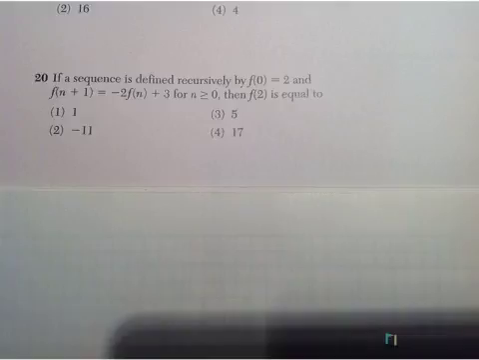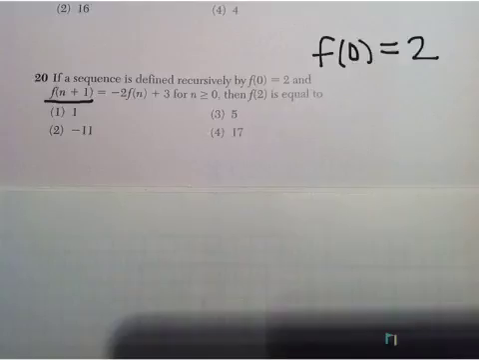So first what you need to know is that a recursively defined sequence depends on the term before it. And you always need to be given a starting value, and they did. They gave you that the starting value, f of 0, is 2. It's the first term in your sequence. So this f of n plus 1 just means the next term.